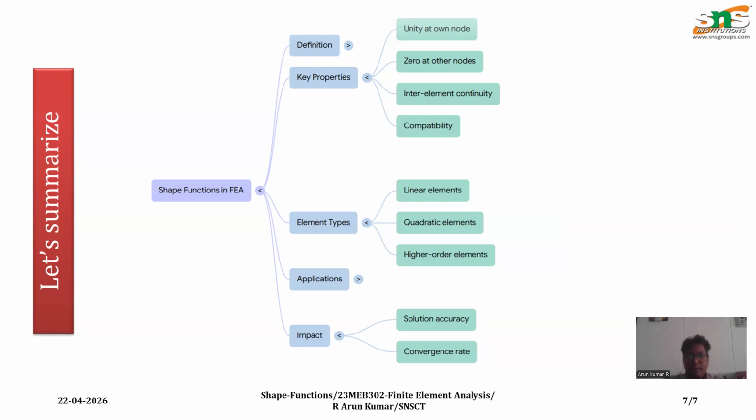So what are the key properties of the shape function in finite element analysis? It is unity at its own node, zero at the other nodes, with inter-element continuity and compatibility.